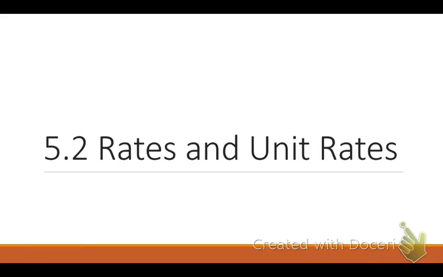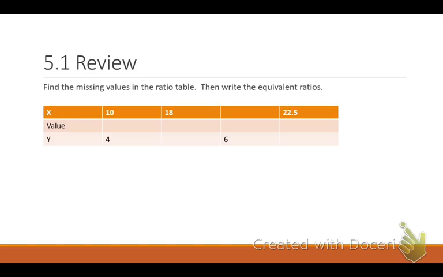Today we're starting 5.2, which is about rates and unit rates. Let's look at this problem. It says find the missing values in the ratio table and then write the equivalent ratios. This is just like our lesson that we did yesterday.